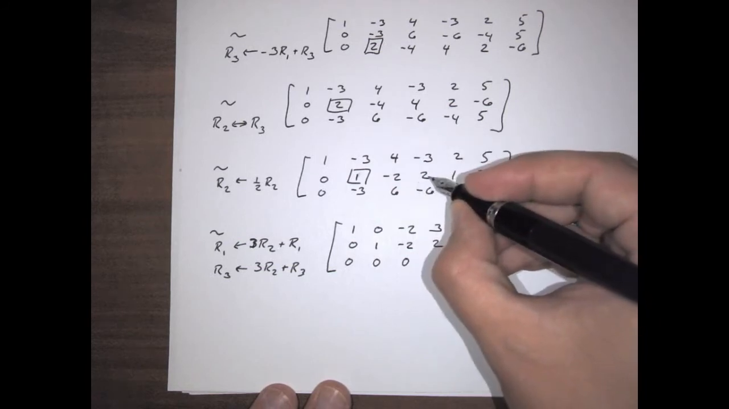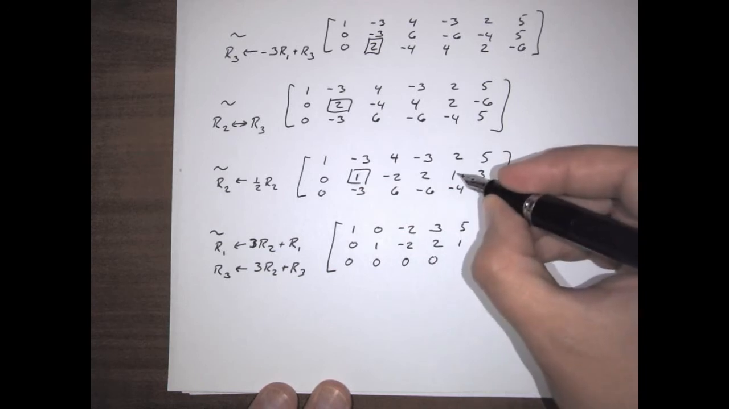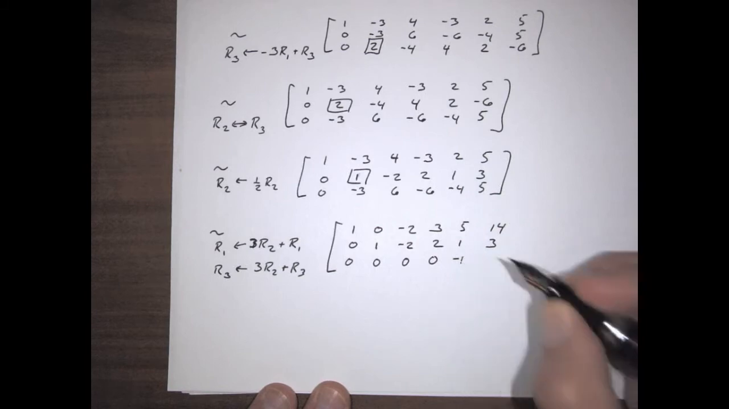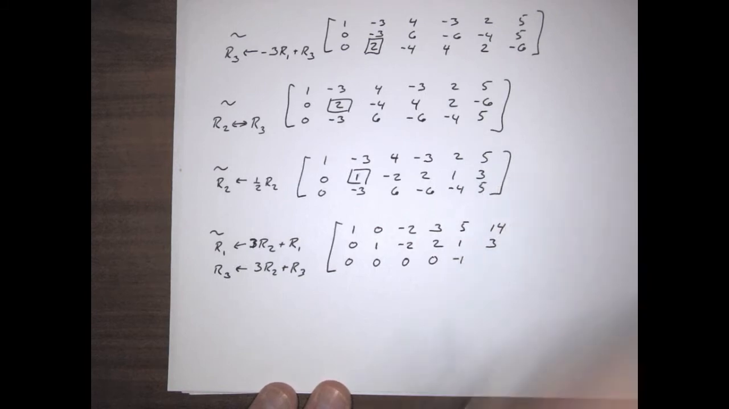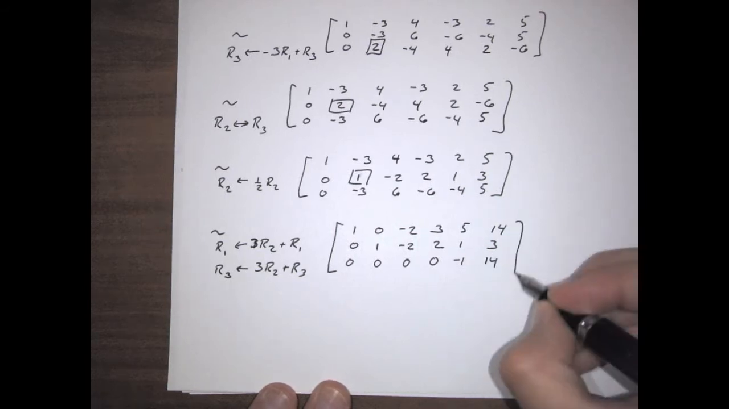So then we're going to have 3 times 2 is 6 plus negative 6 is going to be a 0. We're going to have 3 times 1 is 3 plus negative 4 is negative 1. And then we're going to have, finally, 3 times 3 is 5. So it's the same as one above, so it's going to be 14.